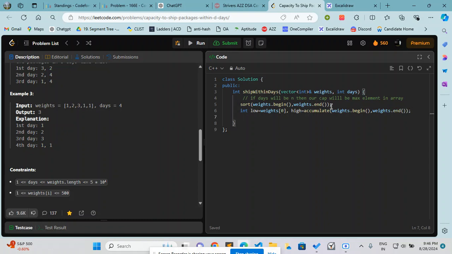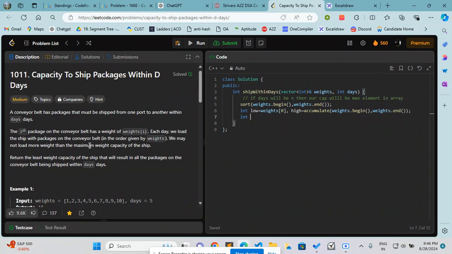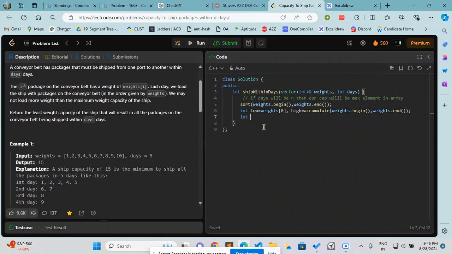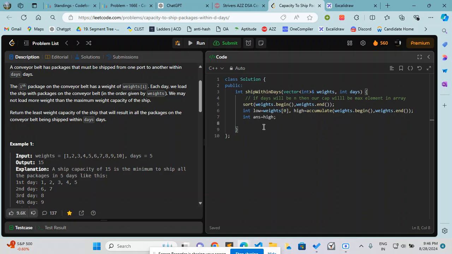And let's try to find our answer. Let's set answer equal to high, because if the given number of days is 1, then the capacity will be high, the sum of all the weights present in the packages. So let's try to solve the binary search code.